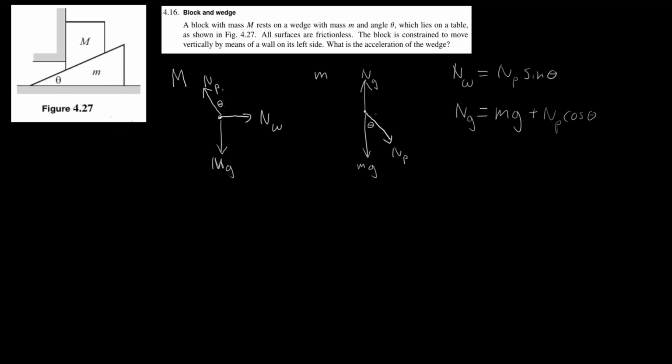We want to find the acceleration of the plane in the x direction, and you can see that the only force acting in the x direction on the plane is going to be NP, so you can say that the acceleration of little m in the x direction will be equal to NP sine of theta.